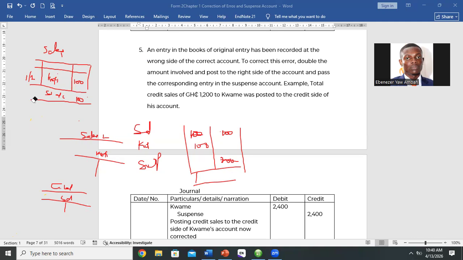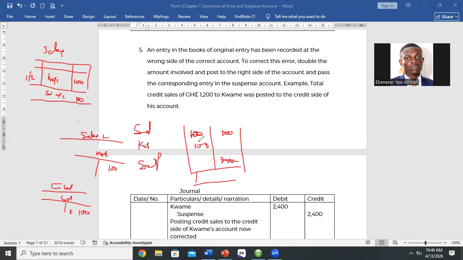Now, when we're posting in the sales account, we posted correctly. So you have 100 credited here in the general ledger, right? But when we're posting to Kofi's account, Kofi is a debtor. So we're supposed to debit Kofi, and then we came to credit Kofi. So what have we done? We have posted to the wrong side of the account from the original entry or from the day book.